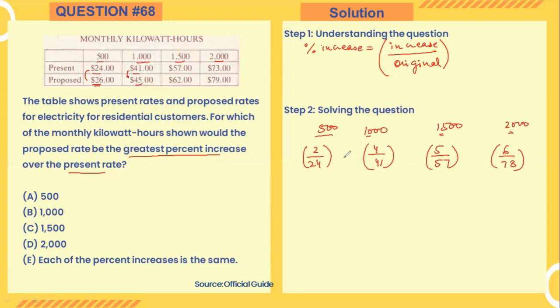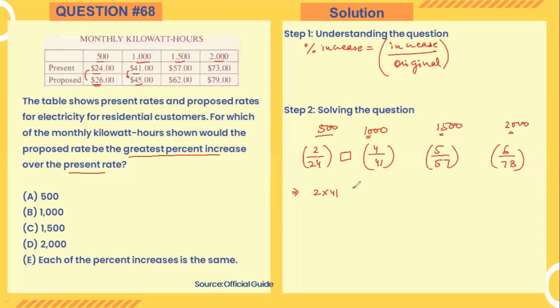That's the understanding. Now let's understand how this can be calculated in a faster way as compared to doing the manual calculations. Let's compare these two fractions. So 2 divided by 24 has to be compared with 4 divided by 41. An easier approach is just cross multiply. So it will be 2 times 41.